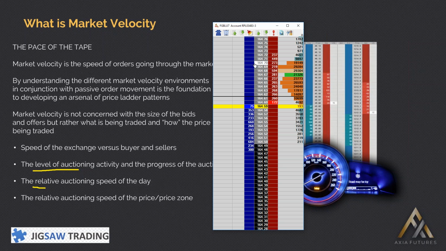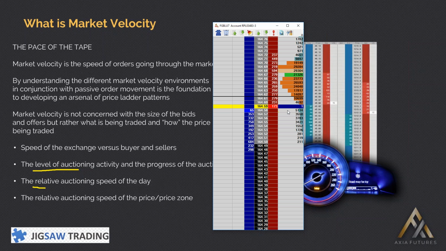When participants are agreeing in this new area, the market will continue auctioning until it stops finding participants interested in the higher zone. If you understand relative auctioning speed for the price zone, then when the market starts escaping towards the upside and speeding up, you'll recall that when the market was trading down here, it was doing about, for example, 100 lots per second. I'm just picking random numbers at the moment.